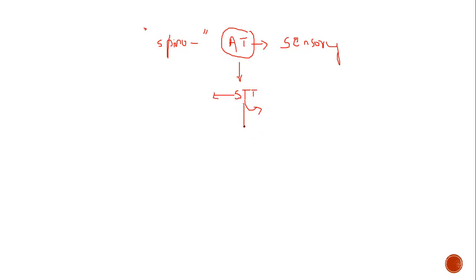When we talk about the spinothalamic tract, it is further divided into two major systems. This is something that physiology people cover more, but I'm giving you the major concept so that it is easier for you. One is known as the dorsal column medial lemniscus system. We'll go into the details of it in a while. And the other system is basically the anterolateral system.